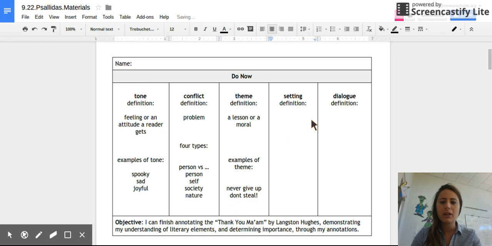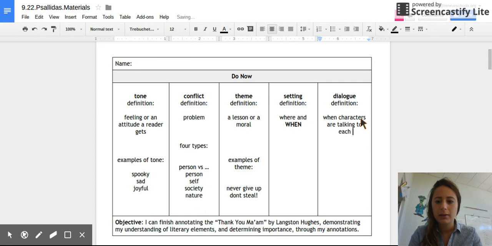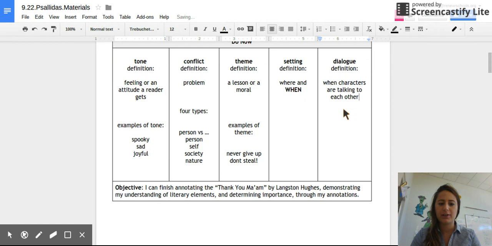There you go. So setting, remember, is the where and the when. Make sure you don't just have the where, but you also have the when. And then dialogue is when characters are talking to each other. Inner dialogue is when it's inside their head, but this just asks for a dialogue.